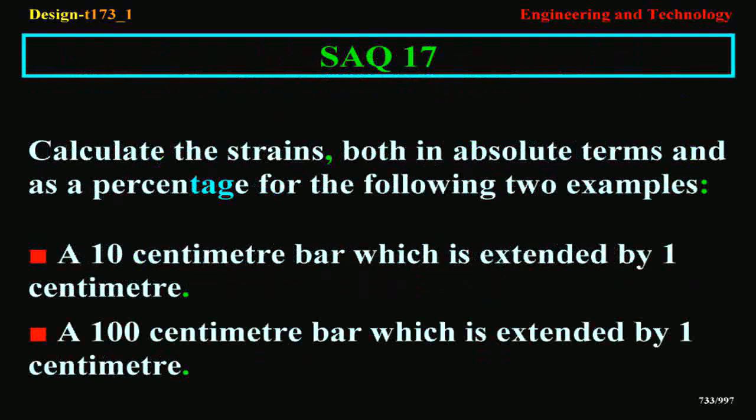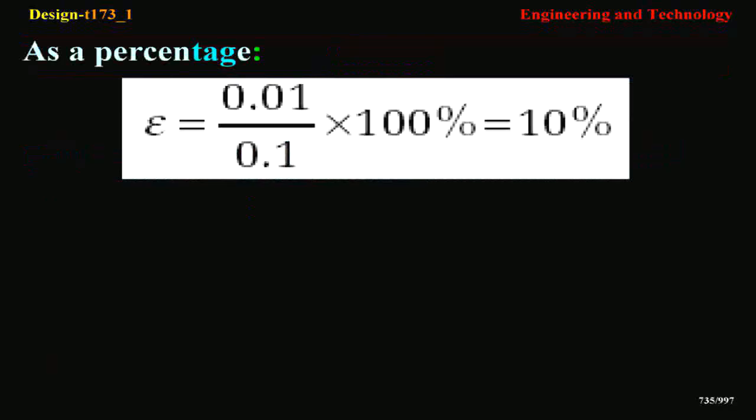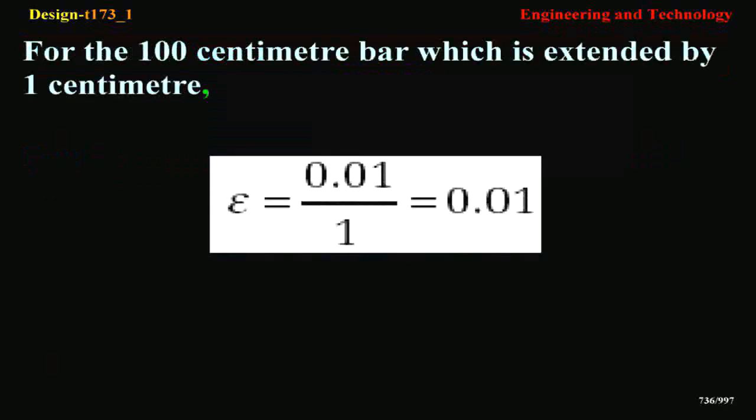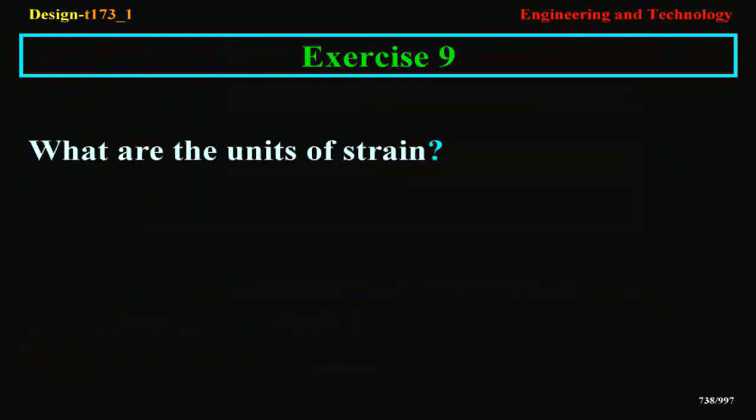SAQ 17. Calculate the strains, both in absolute terms and as a percentage, for the following two examples: a 10 cm bar which is extended by 1 cm, and a 100 cm bar which is extended by 1 cm. Answer: for the 10 cm bar which is extended by 1 cm, as a percentage. For the 100 cm bar which is extended by 1 cm, as a percentage. Note that the elongation is the same in both cases, but the strain is different because the bars were of different lengths.